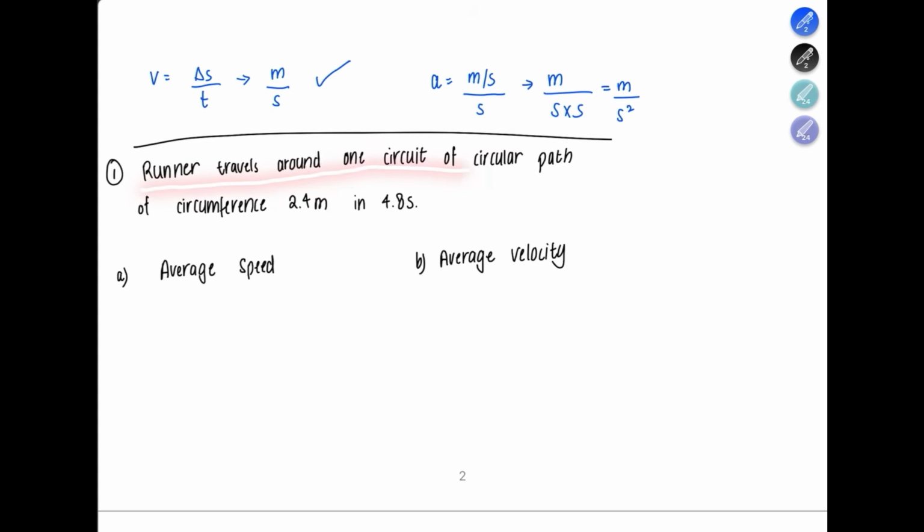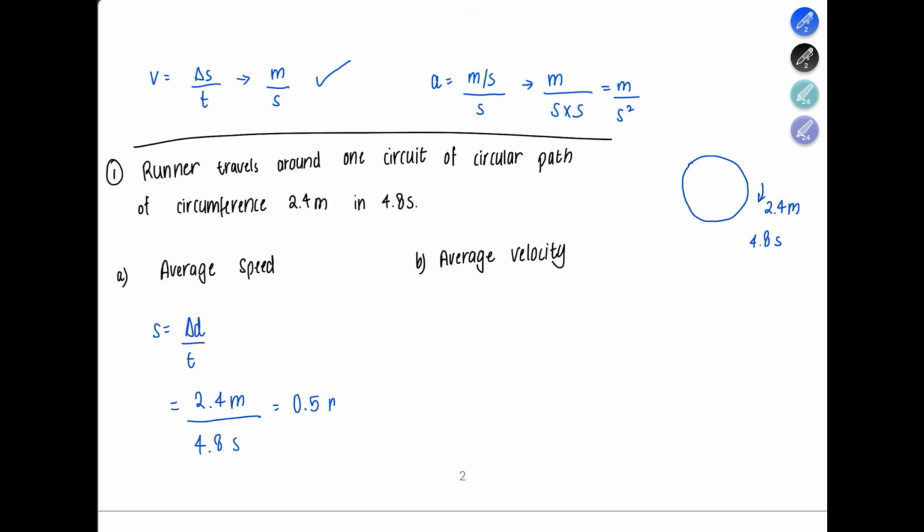A runner travels around one circuit of a circular path of circumference 2.4 meters in 4.8 seconds. The first question is to calculate the average speed. Remember the formula for speed? Speed equals change in distance over time, delta d over time. So the distance traveled is 2.4 meters divided by 4.8 seconds. If you divide it, you will get 0.5 meters per second.